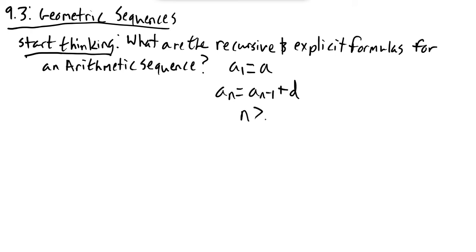Remember, this only worked when we were dealing with numbers greater than 1, because we had to rely on whatever the previous term was. The explicit formula was our a sub n, our nth term, would be equal to whatever we started with plus n minus 1 times our common difference. And we could use this for any value. Remember, it's n minus 1 because our first term we're not adding that difference. So this was for arithmetic sequences.